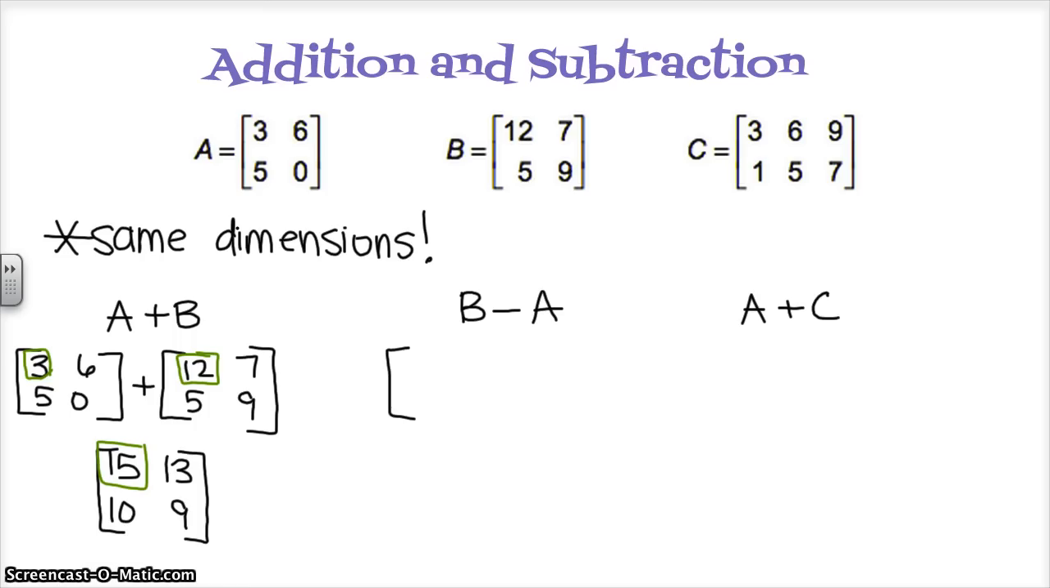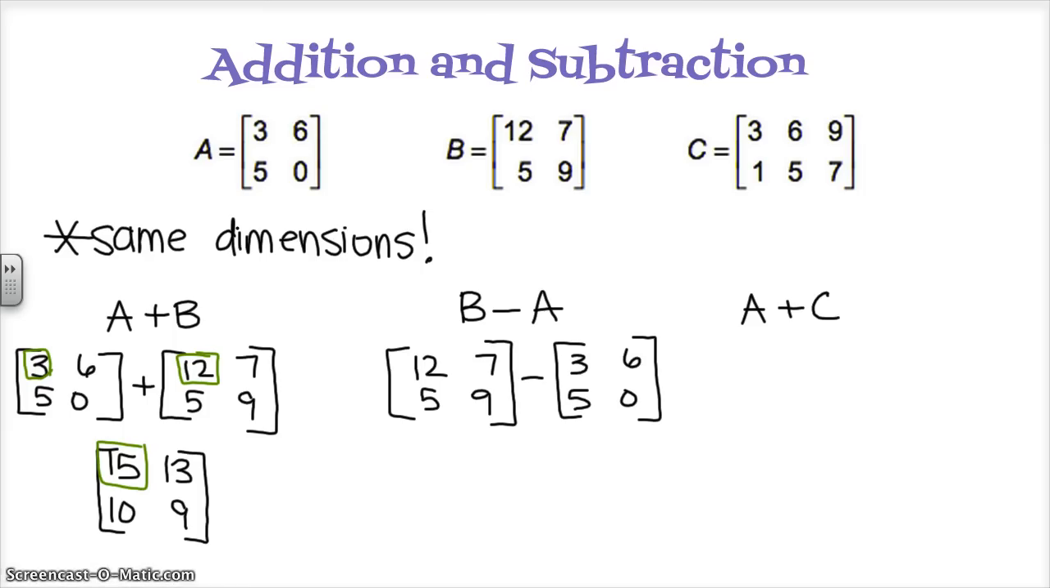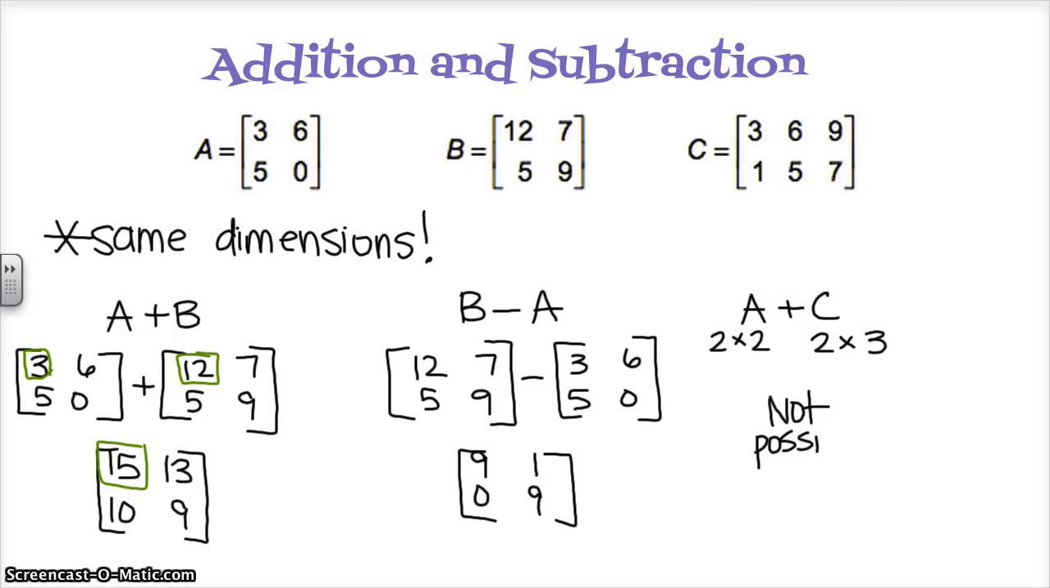Okay, B minus A. 12, 7, 5, 9 minus 3, 6, 5, 0. So we subtract the corresponding parts. So we're going to do 12 take away 3, well that's 9. 7 take away 6 is 1. 5 take away 5 is 0. 9 take away 0 is 9. So that's the difference of B minus A. Now, A plus C. A is 2 by 2. C is 2 by 3. This is impossible. The dimensions have to be the same.